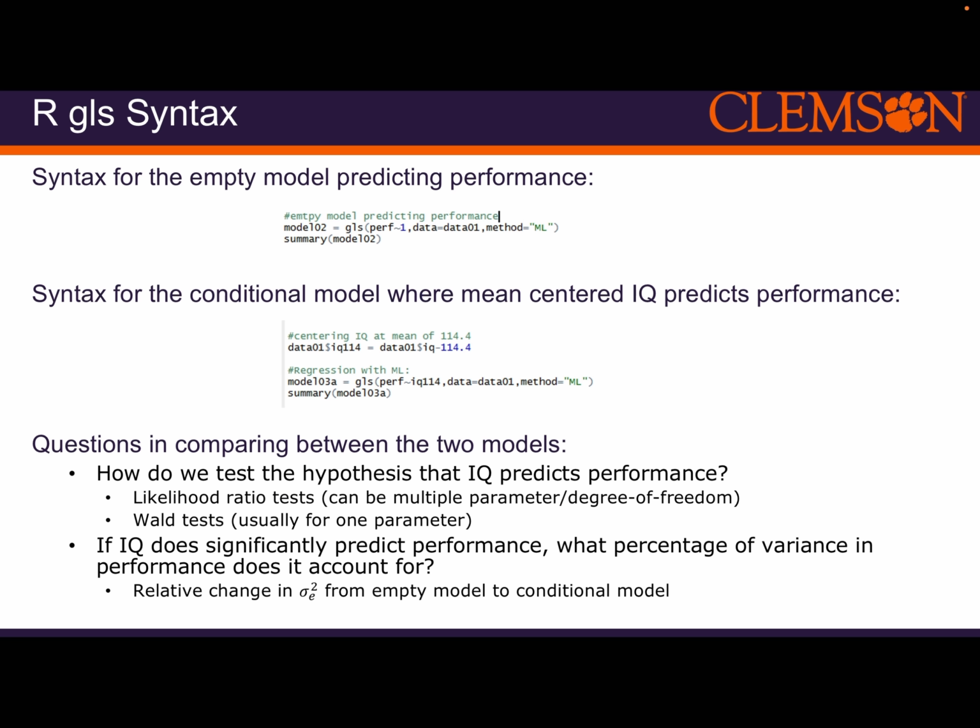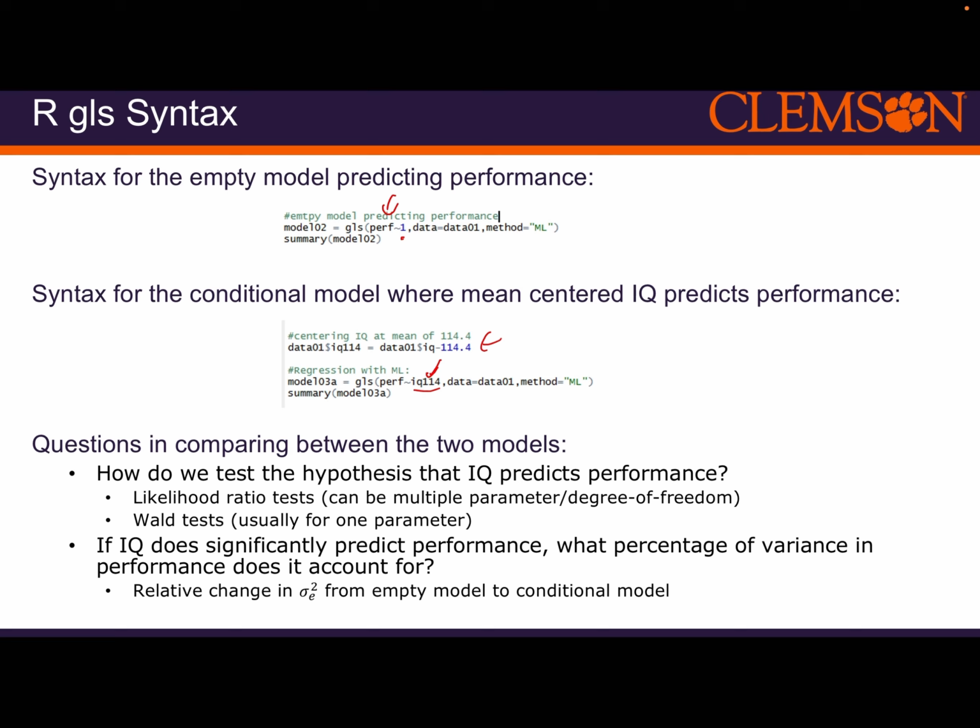So here is our model syntax. We put performance in the gls function, tilde 1. This is for the empty model. We center our IQ, and we put performance tilde IQ minus 114. That is for the model with the prediction. And there are questions that we want to answer.